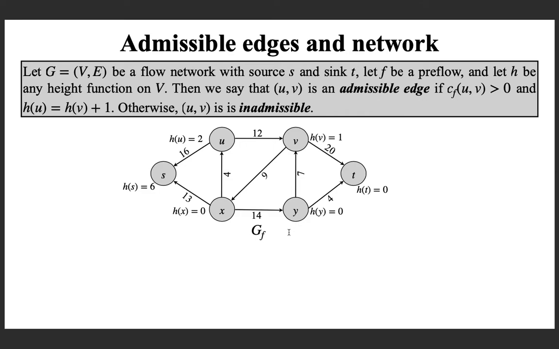Given a residual network like this, all these green edges are admissible and the red edges are inadmissible. For example, if you look at V to x, the height of V is 1, which is 1 more than the height of x. And if you look at a red edge, this is inadmissible because their heights are the same, so push is not enabled.